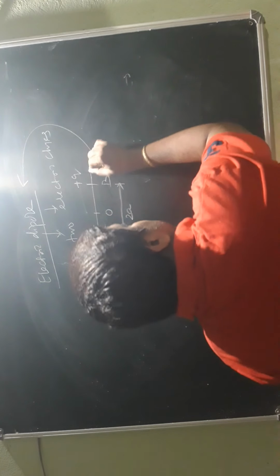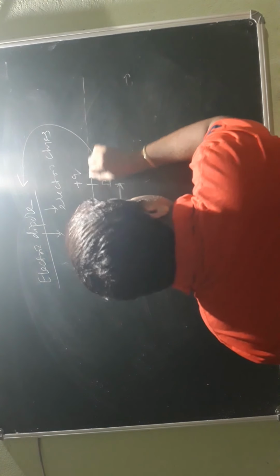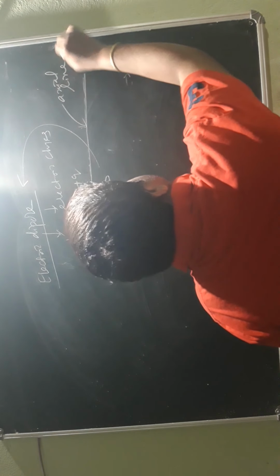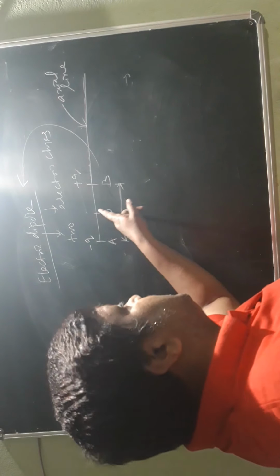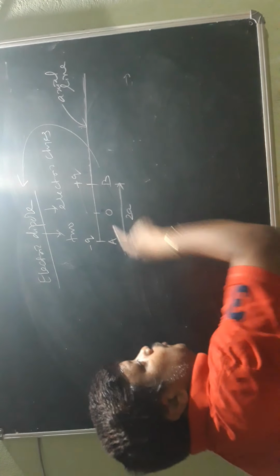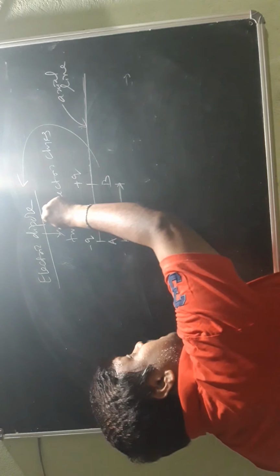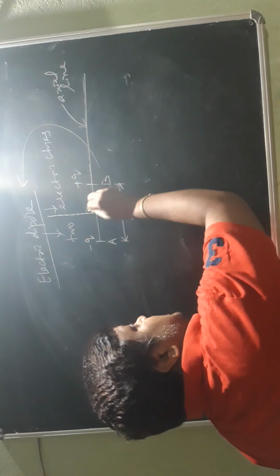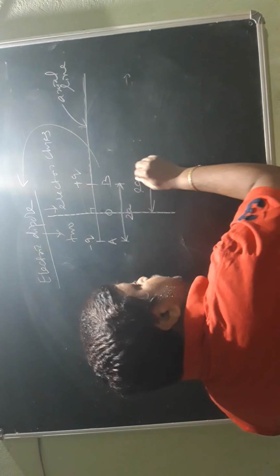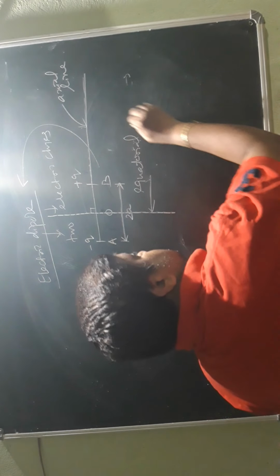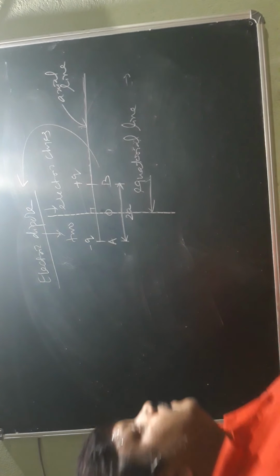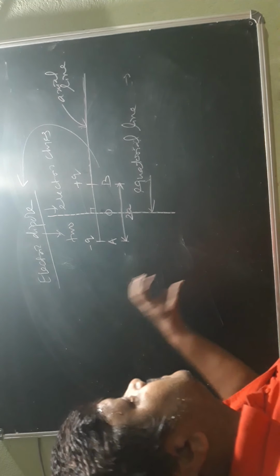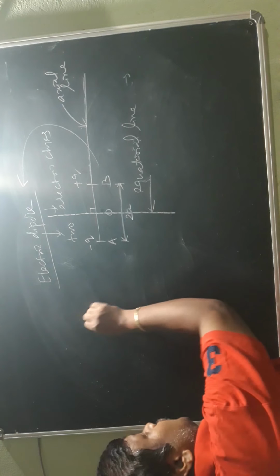If they are separated by a small distance, then this is called an electric dipole. Now the line joining the charges is called the axial line. And you see, the midpoint of the dipole is called the center of the dipole. Here in this figure, O is the center. A line passing through the center of the dipole and perpendicular to the axial line is called the equatorial line. Clear?